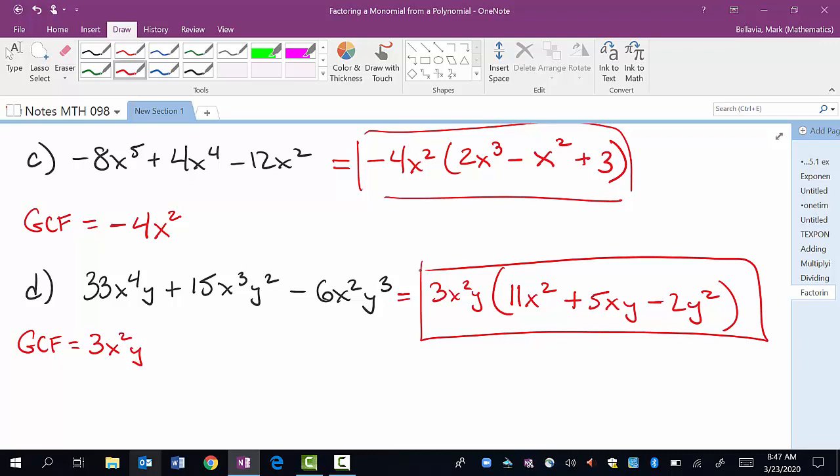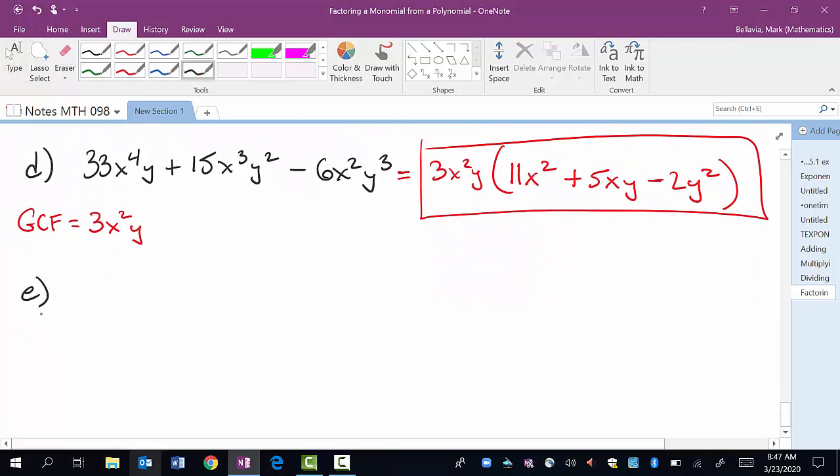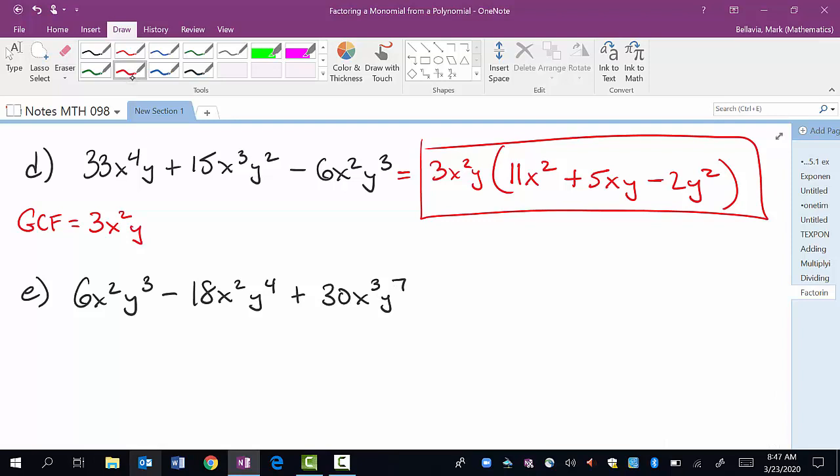Let's take a look at a few more. If I wrote 6x squared y to the third minus 18x squared y to the fourth plus 30x to the third y to the seventh.